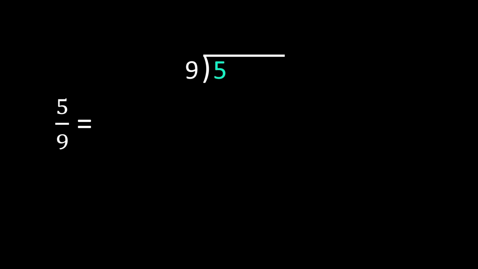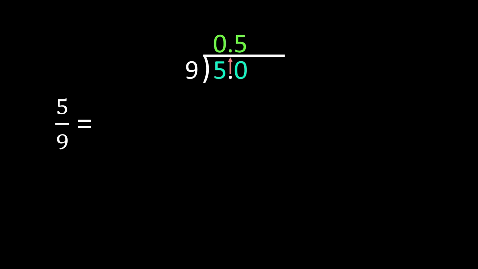We can't do that as the 5 is smaller than the 9, so we'll show the decimal and a 0. This decimal and 0 don't change the value of 5. Now we're dividing 50 by 9. But first, let's make sure that we have the decimal in the correct place in our quotient by bringing it straight up. We're going to divide 50 by 9, which is 5.